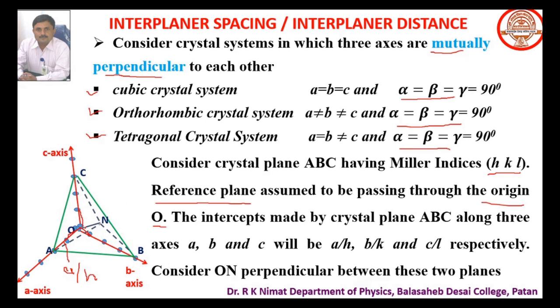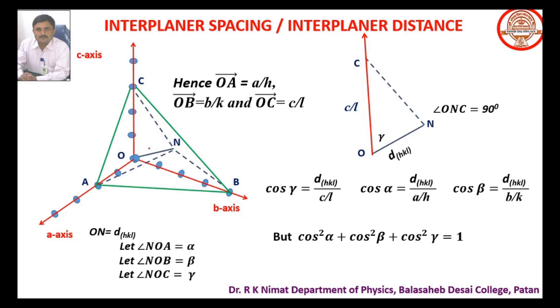So let ON be the perpendicular drawn between the two planes, the reference plane passing through origin and the crystal plane ABC. This perpendicular ON between the two planes will be nothing but the interplanar spacing. Hence, ON is equal to d, the interplanar spacing between the reference plane passing through origin O and plane ABC, which are parallel to each other.